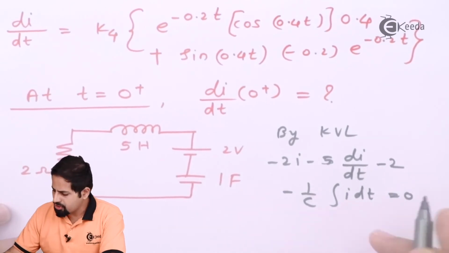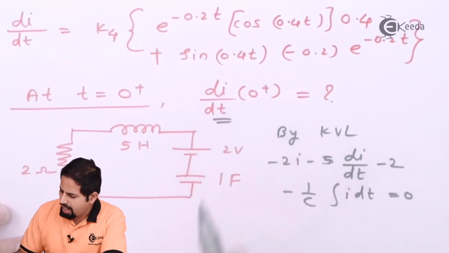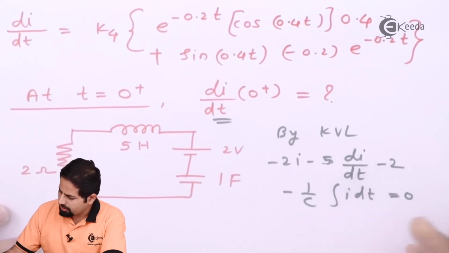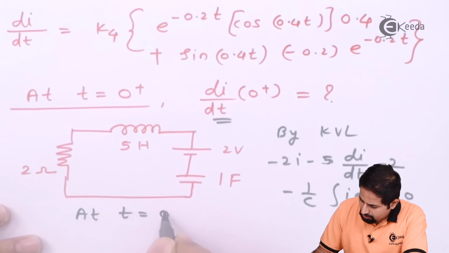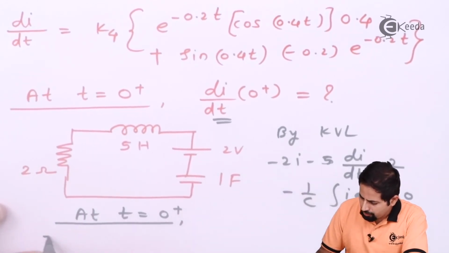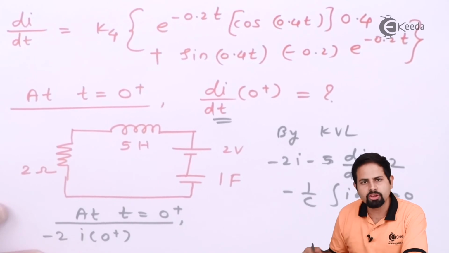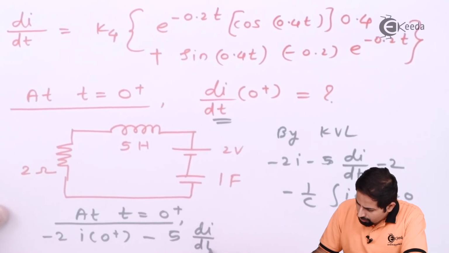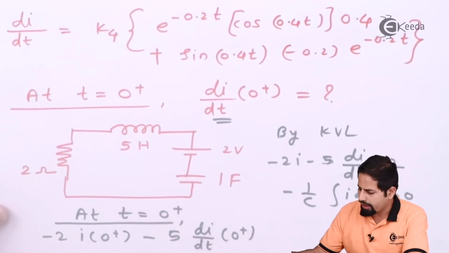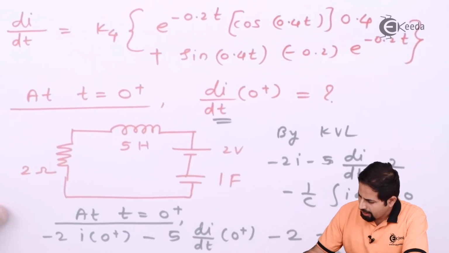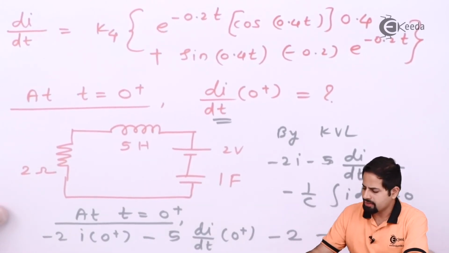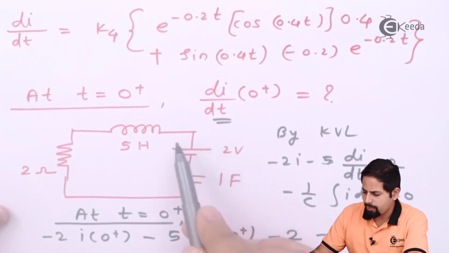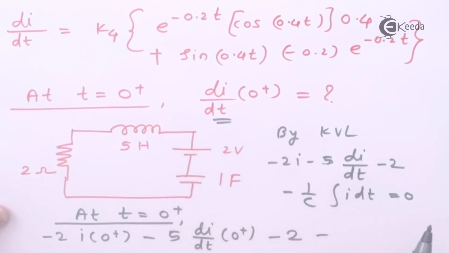Now when you apply this equation at 0 plus, because we want to get di by dt at 0 plus, I can see the di by dt term here. So at time t equal to 0 plus, the first term will be minus 2 into i of 0 plus, which is going to be 0 because i of 0 plus is 0, minus 5 into di by dt at 0 plus, which we want to get. Then it is minus 2 minus, this is nothing but voltage across capacitor. Now already we have taken that voltage across capacitor as 2 volts. So at 0 plus, the 2 volt already has been taken, so this term will become 0.